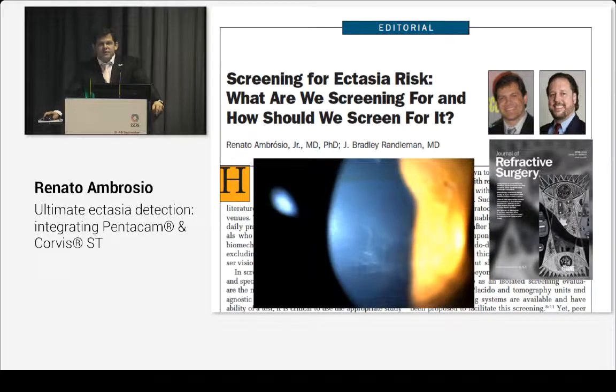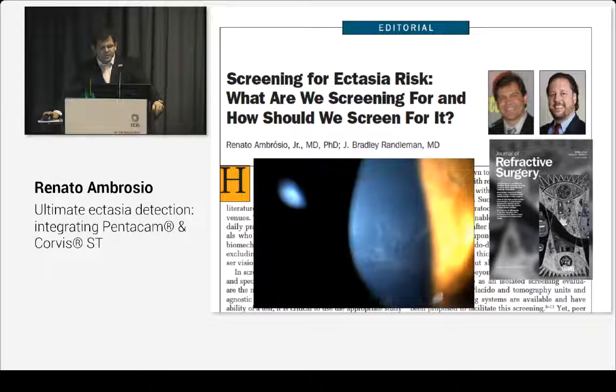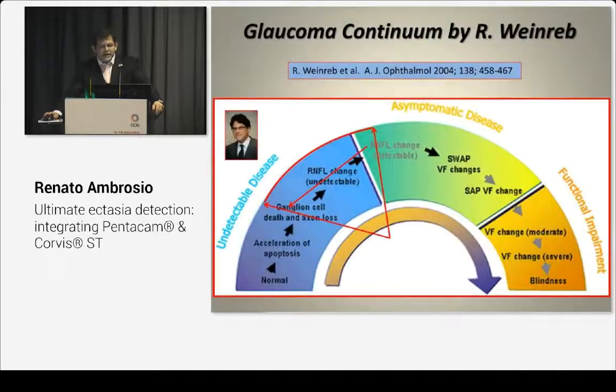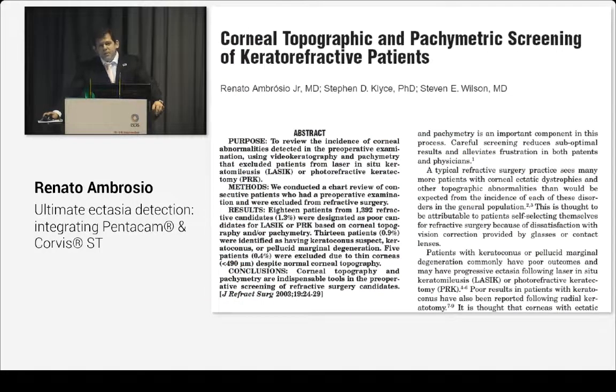So the ectasia that you're trying to screen for is not this type of advanced disease that you can get from the slit lamp. You need to get, like in glaucoma, a continuum from normality to blindness. In ectasia you have from stability to the disease, and you have to assess susceptibility. Susceptibility will be detected by topography, and you see a lot of people are still using topography as a surrogate for biomechanical measurements. It is a very limited and literally superficial surrogate.